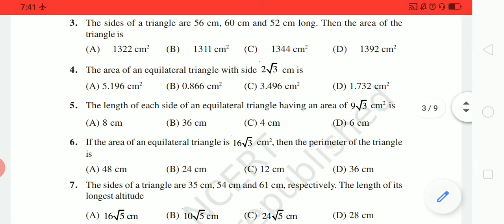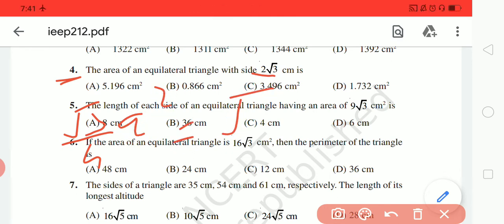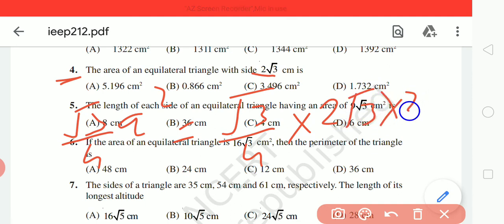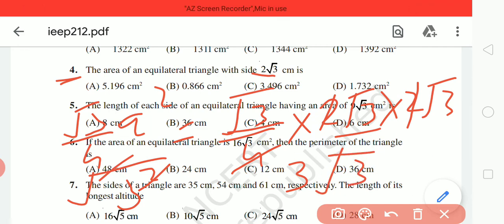Now come to the fourth question. The area of an equilateral triangle with side 2 root 3. If you are given the side 2 root 3, you know that the area is root 3 by 4 a square, right? So this is equal to root 3 by 4 into a, where a is 2 root 3 squared, so it will be written 2 times. 2 root 3 squared means the base multiplied by itself. 2 twos are 4, 4 will cut by 4. Root 3 multiplied by root 3 is 3, because under the root 3 you will get 3 square. So 3, and this root 3 remains the same. So 3 root 3 will be the answer.